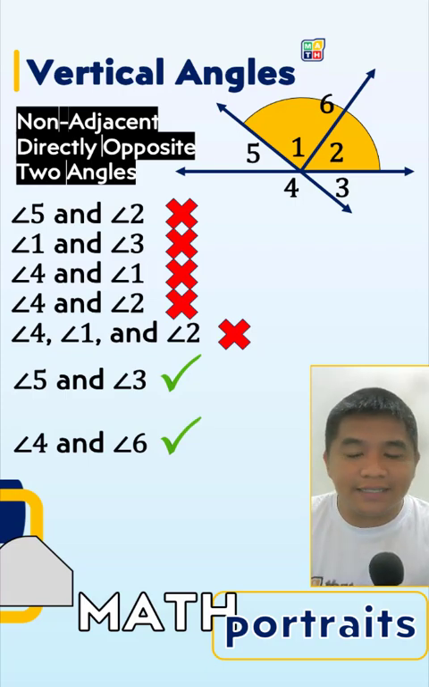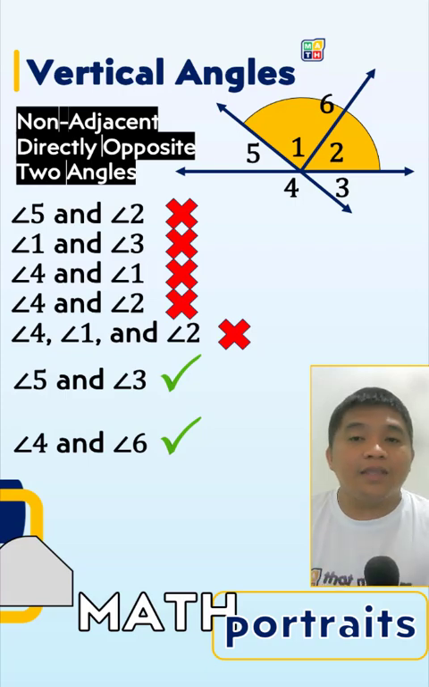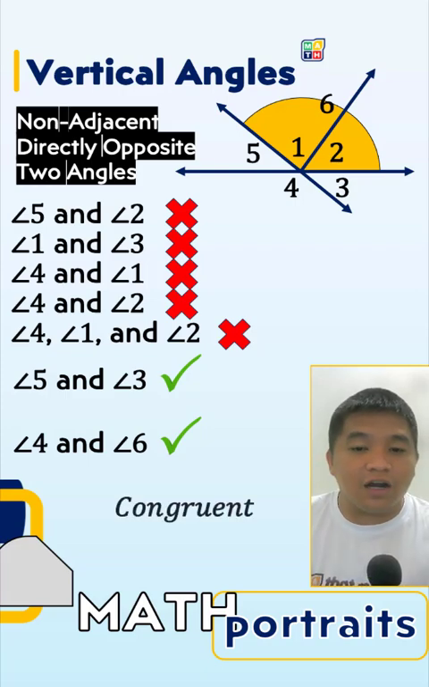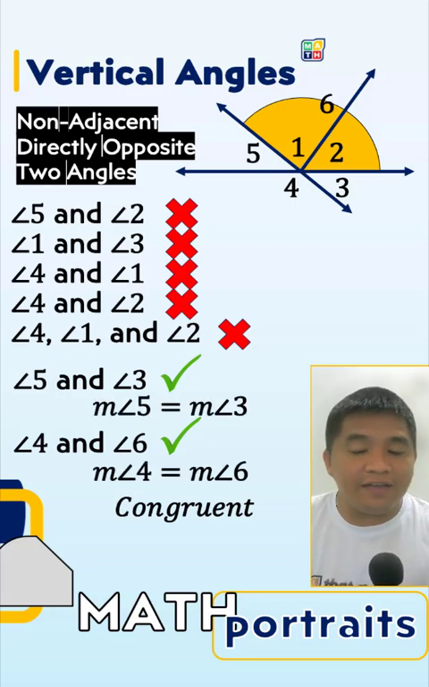Now, there is a unique relationship when we talk about vertical angles, represented by the vertical angle theorem. The pair of vertical angles are congruent, or in other words, they have the same measurement. So for these two pairs of vertical angles, we can deduce that the measurement of angle 5 is equal to the measurement of angle 3, and the measurement of angle 4 is equal to the measurement of angle 6. Angle 5 and angle 3 are congruent. The same thing with angle 4 and angle 6.